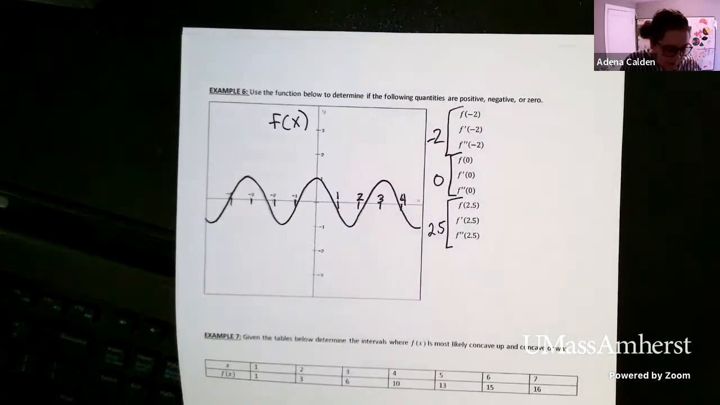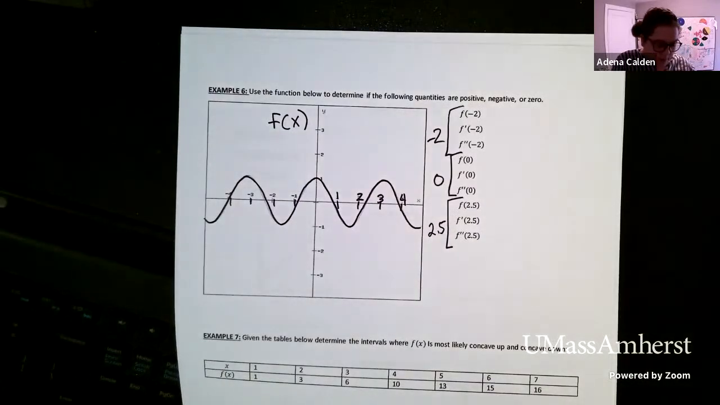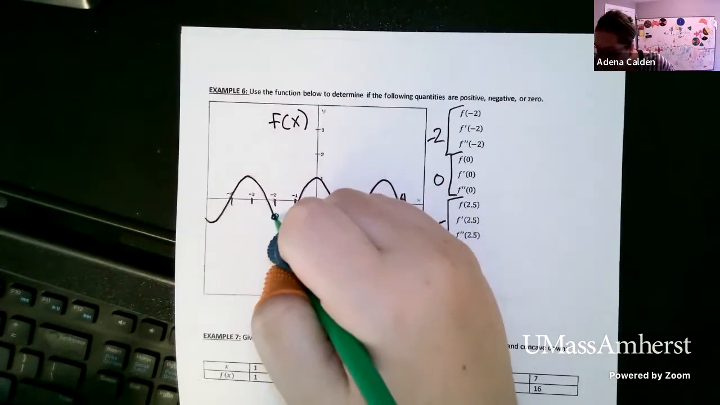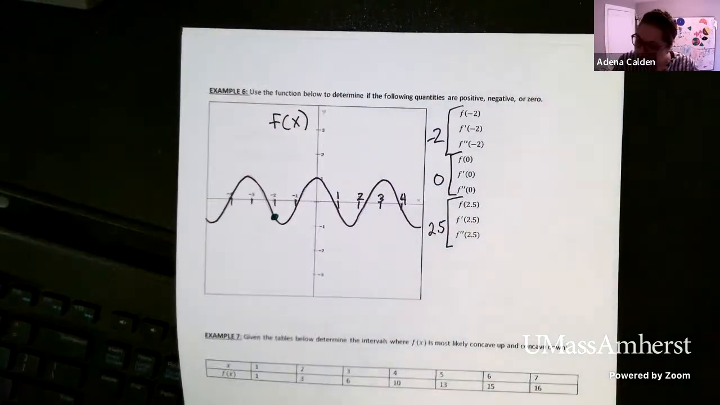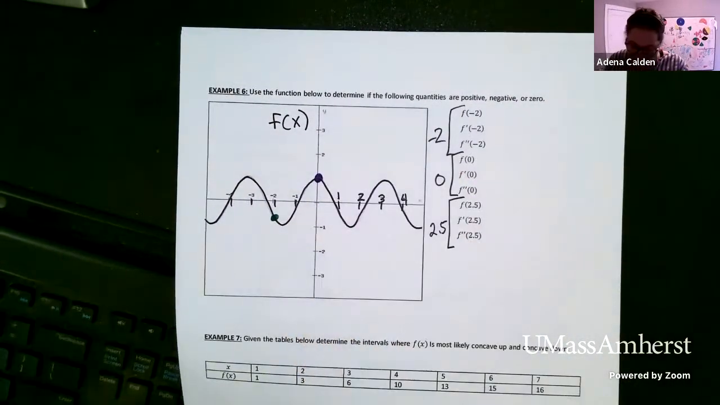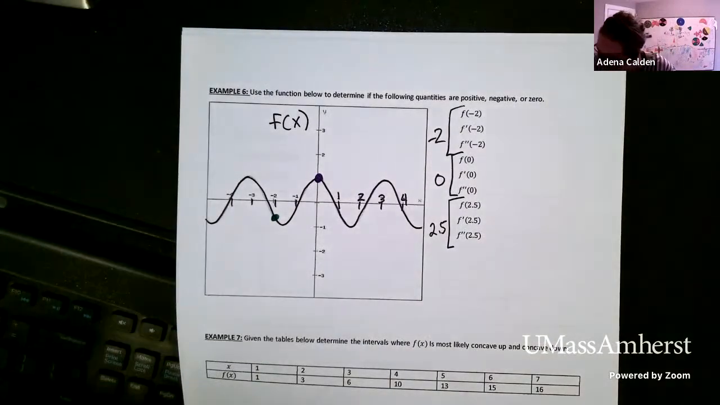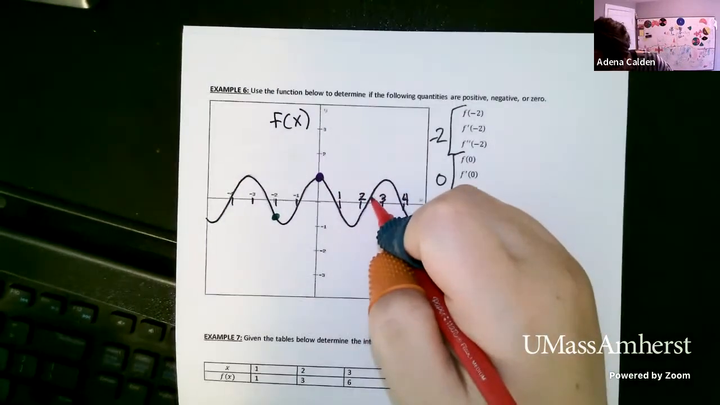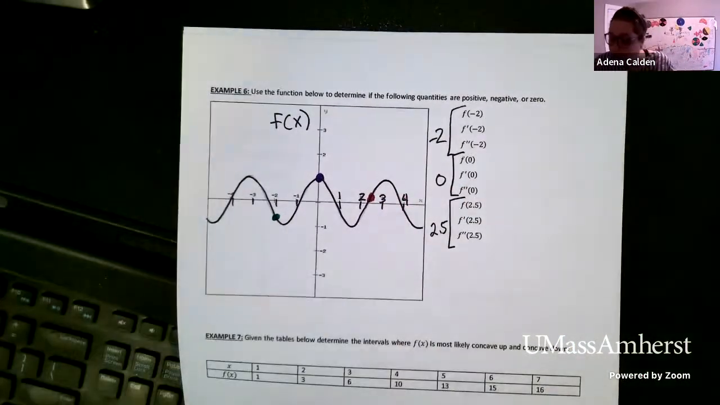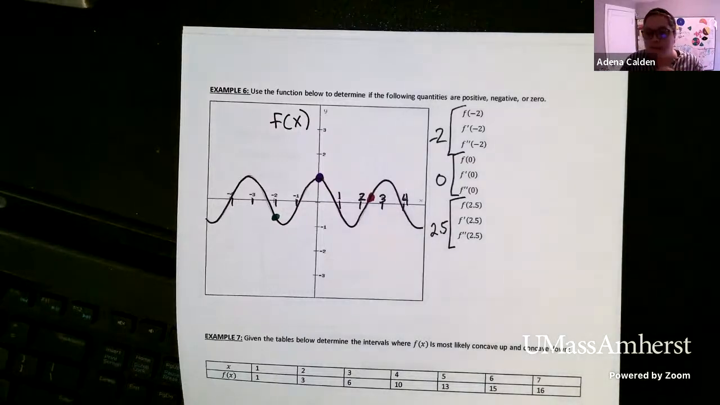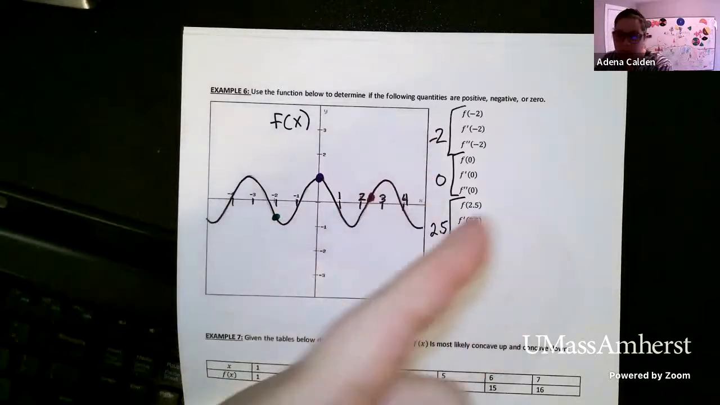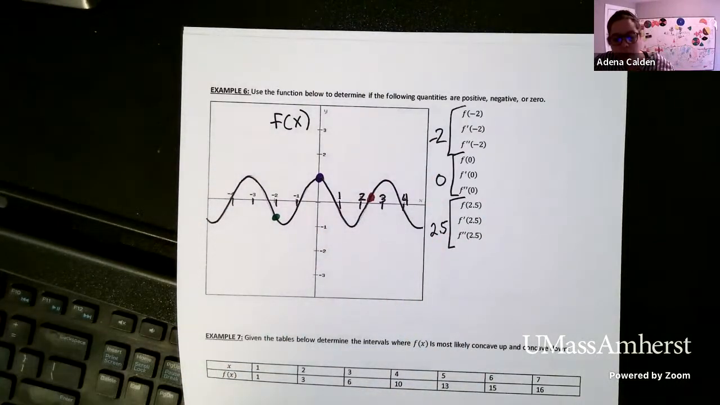Okay, so I'm going to mark these on the graph so you can see exactly where they are. So -2 is here. 0 is here. And 2.5 is about right here. Okay. So I want you to think about whether each of these things is positive, negative, or 0. So maybe 2 minutes, try it out, just mark down a plus, minus, or 0 for each one, and then we'll go through it together.